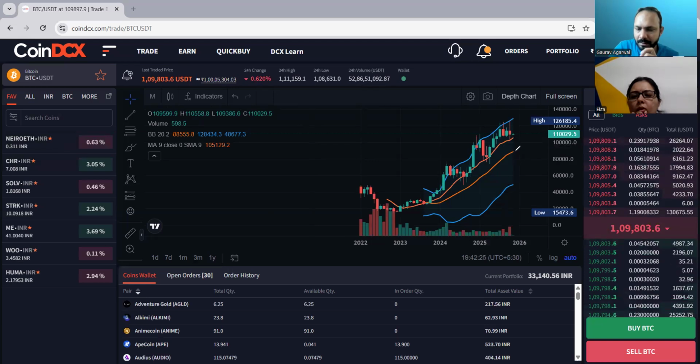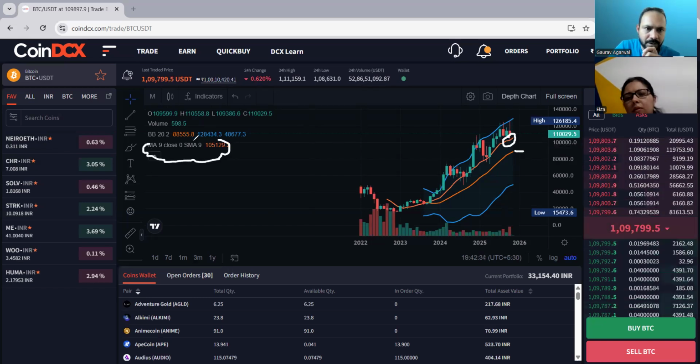So how would you take a call on a monthly chart? Here there is one support, right? I have plotted this 9 moving average. 9 moving average means the average of the last 9 months, right? You have set up the graph like that.